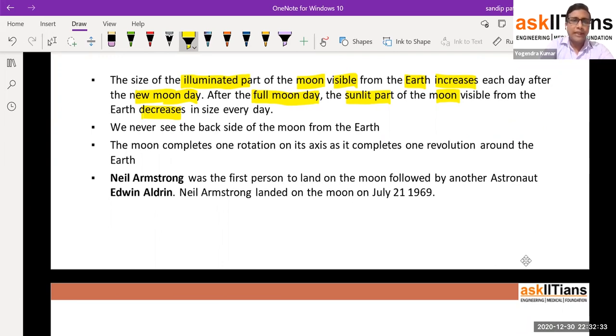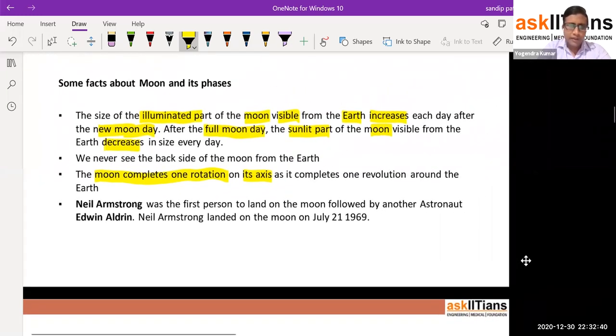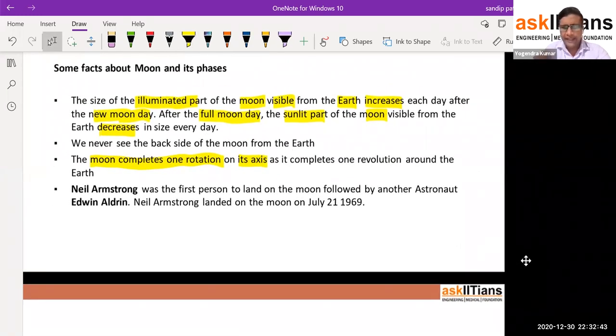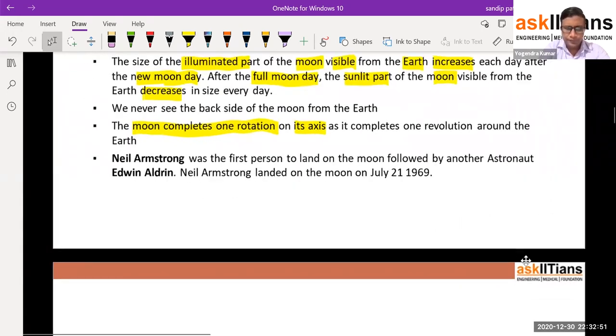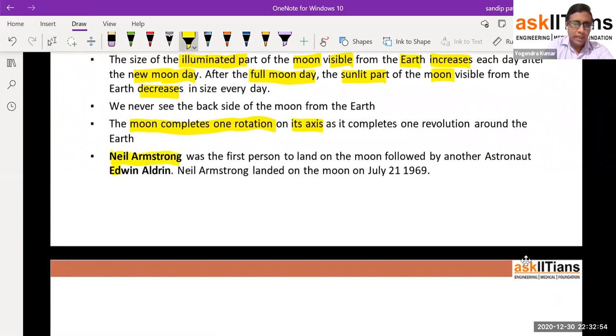The moon completes one rotation on its axis as it completes one revolution around the Earth, right? Now we know that the moon takes 28 days to complete one revolution around the Earth. Similarly, it will take that many days to complete one rotation on its axis. And you should know these two names. Neil Armstrong, you must have heard. Neil Armstrong was the first person to land on the moon. Can anybody tell me which country sent these two astronauts to the moon? That's right, the US.